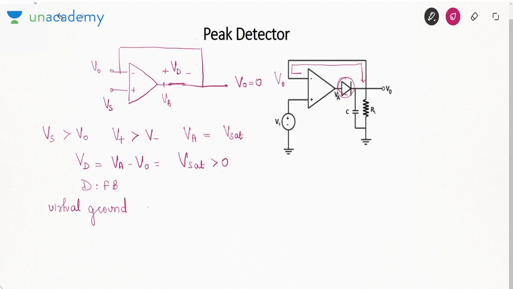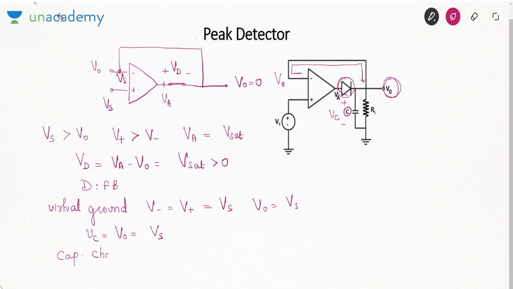If you apply virtual ground, in that case, the negative terminal voltage is equal to positive is equal to Vs. If this voltage is Vs, then V naught becomes equal to Vs. The potential of this terminal is Vs. That means the voltage across capacitor is V naught equal to Vs. Now think of this circuit as a clamper. If you think of this circuit as a clamper, then capacitor will get charged to the maximum value of supply.